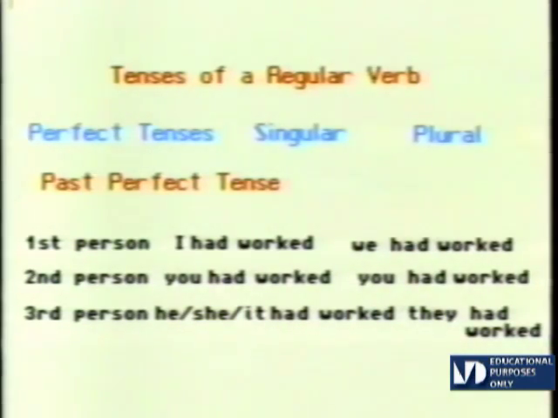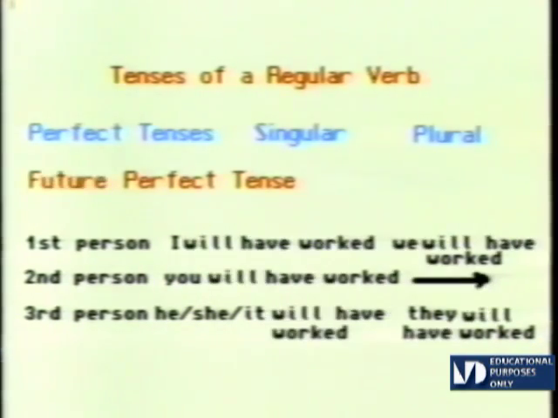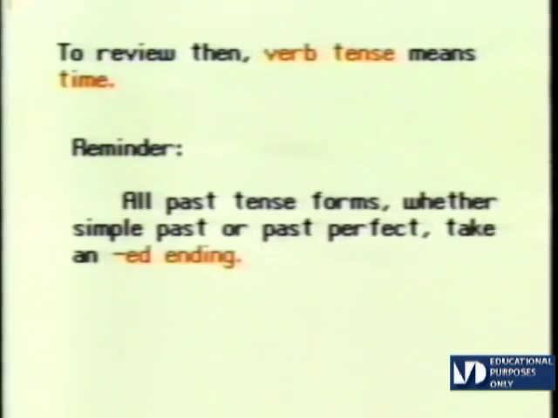The past perfect tense: I had worked, they had worked. And the future perfect tense: I will have worked, they will have worked. To review then, verb tense means time. Remember, all past tense forms, whether simple past or past perfect, take an -ed ending.